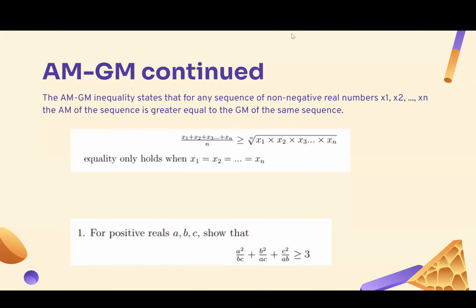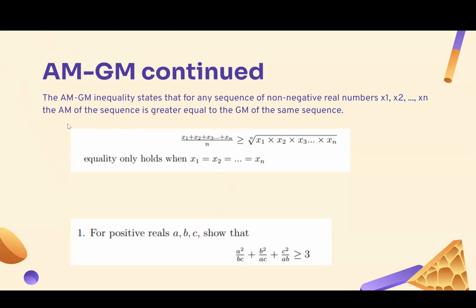So that's basically all we really need to know about the AM-GM. And the AM-GM is very easy to prove for n equals 2, so I will leave it as an exercise to the reader. If you want to consider when n equals 2, how can you prove that the AM is always greater or equal to the GM? We have non-negative real numbers. It should be pretty easy and you can use the trivial inequality like we did before.